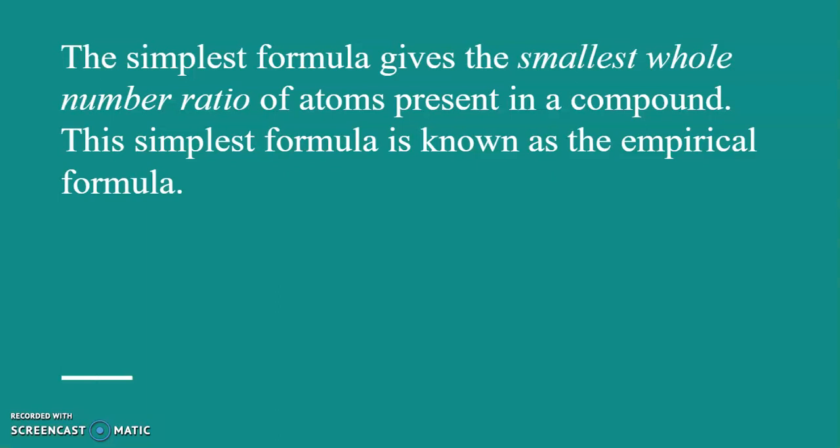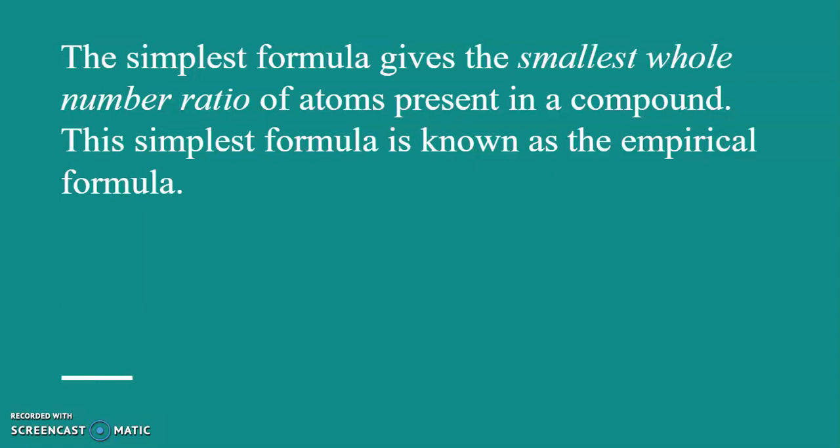Remember that the simplest formula is one that gives us the smallest whole number ratio. So that's basically the empirical formula. And we've been determining this, right? We've been given either grams of the different parts, or we've been given percent composition, and we've been using that to figure out what the empirical formula is.